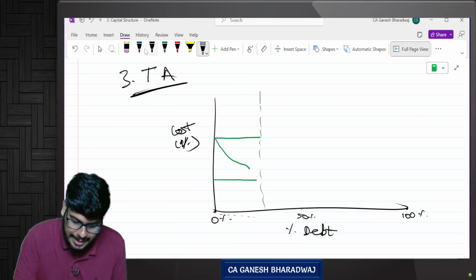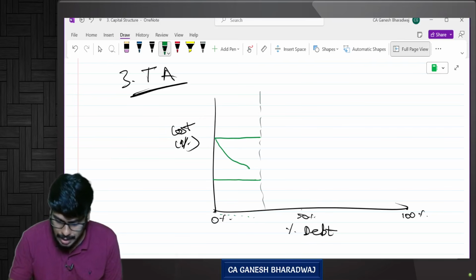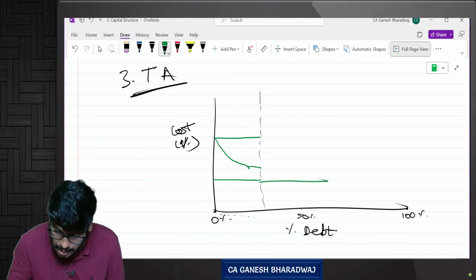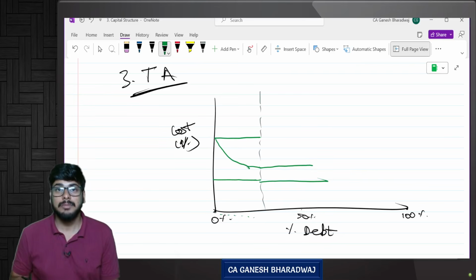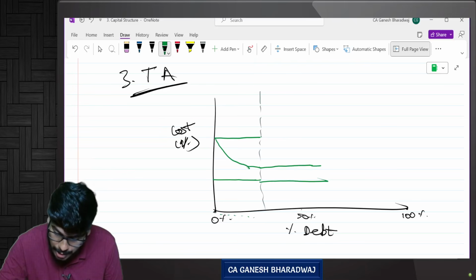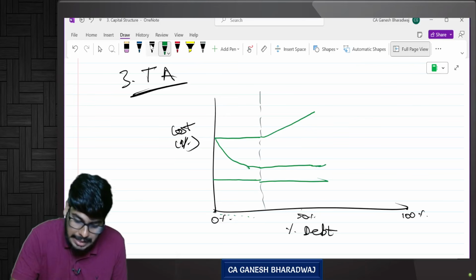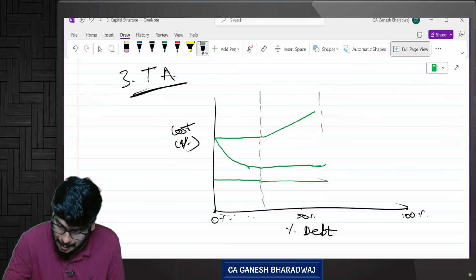Correct? Now, in the second phase, what happens? Now, KD continues to remain constant. Correct? But now what they are saying is, KO also remains constant, because of the NOI approach. Now what they are saying is, slowly KE will start increasing. Are you clear with this? This is what they are saying will happen in the second phase.